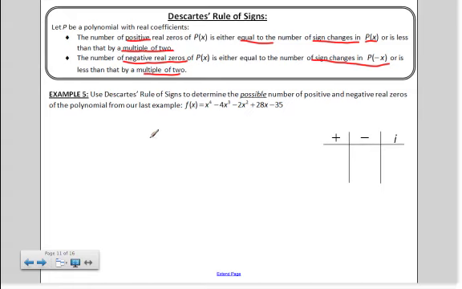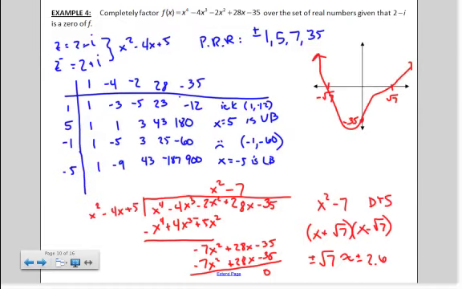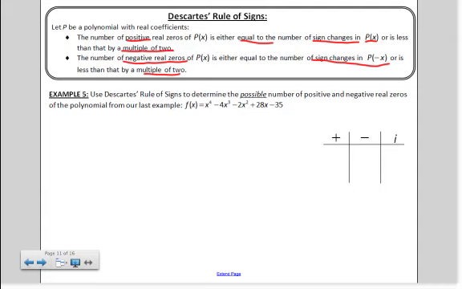Let's write out P of x, our polynomial, which is f of x. Unfortunately, I called it f of x. Wait, sorry, I'm looking at a different one. This is the same one that we did earlier. So now we're going to rewrite f of x: f of x equals x to the fourth minus 4x cubed minus 2x squared plus 28x minus 35.